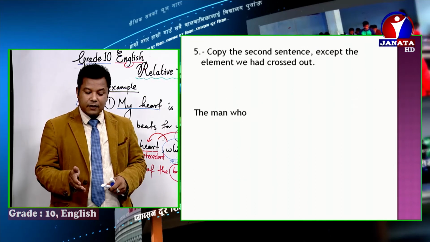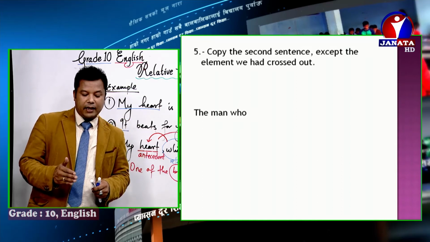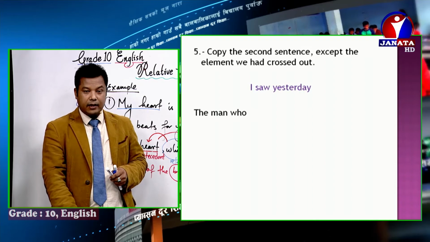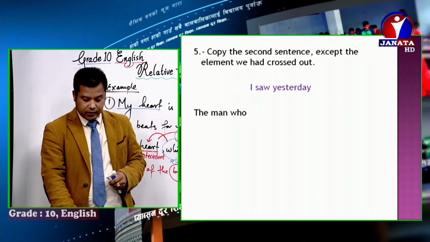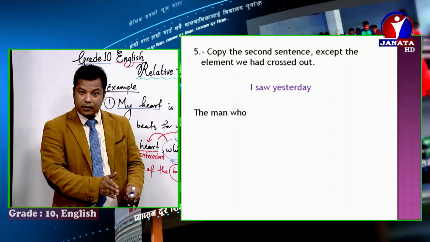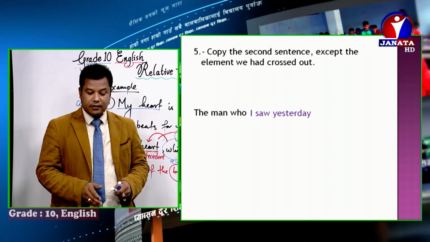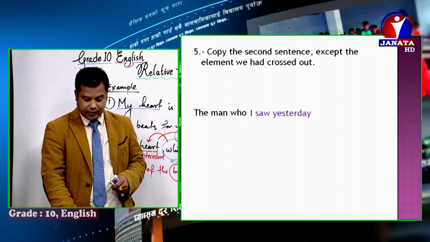Now, step 5, copy the second sentence except the element we had crossed out, because that is a repeated idea. We don't need it. And that is: I saw yesterday. So when you add this right here with the steps explained, it would read something like this: the man who I saw yesterday.